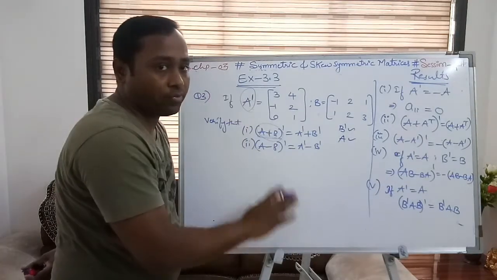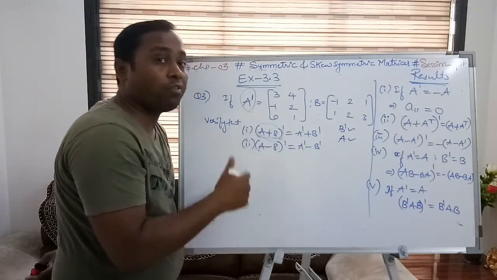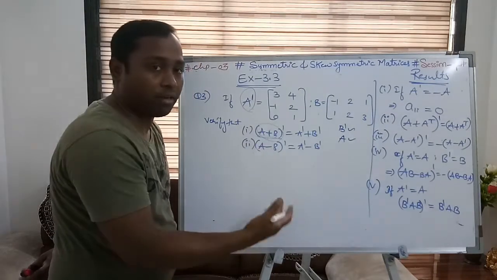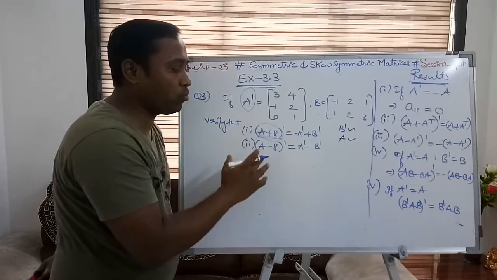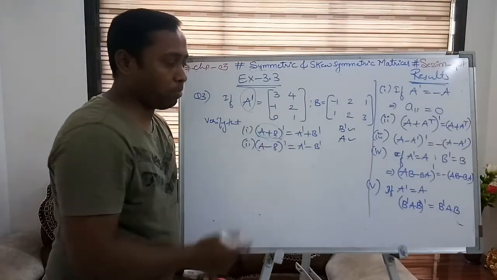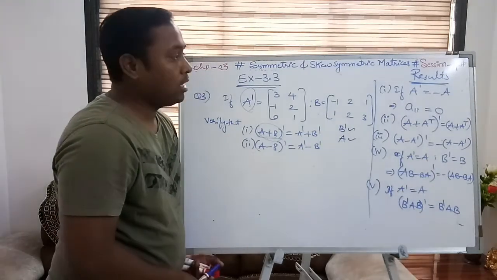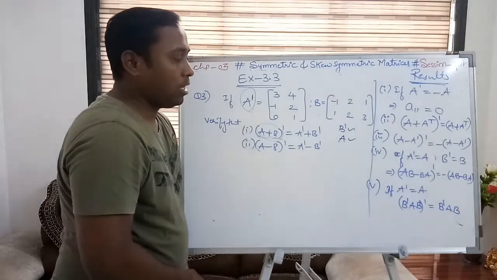You have understood the five properties we have discussed. They are simply asking to verify those five properties. Verify means that the property needs to be verified as LHS equal to RHS. I hope you will do this part on your own because it's simply algebra. Okay, let's try this yourself.